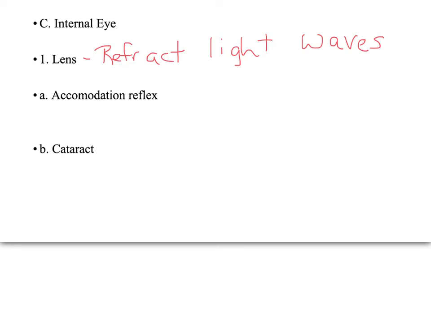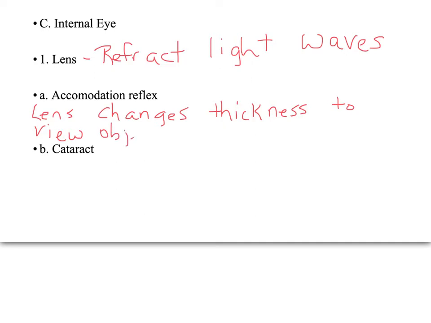Now, because it's squishy, it can change shape, and that's going to be the accommodation reflex. So, accommodation reflex, the lens changes thickness to view objects that are close or far.